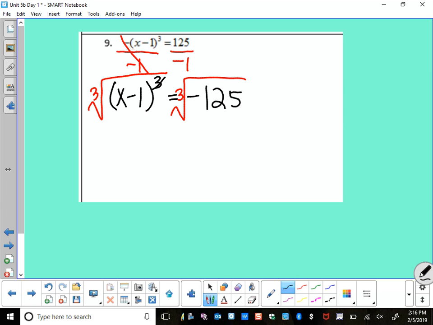When that happens, my power and my root cancel out, and I have x minus 1 left over equals -5. Okay, it's -5 because it's not plus or minus, because it's an odd root, right? And that negative, if there's a negative under the radical, you have to keep it. You don't put i. The i is only for even roots.